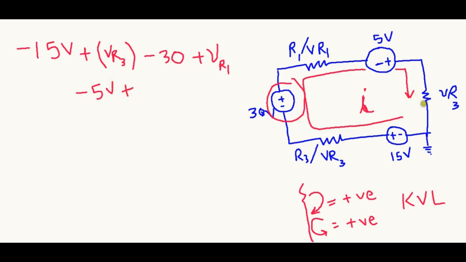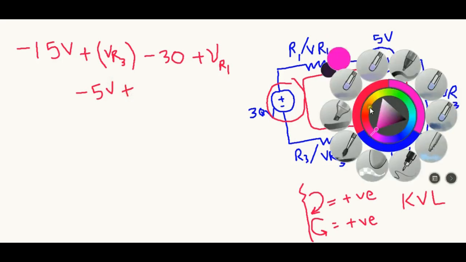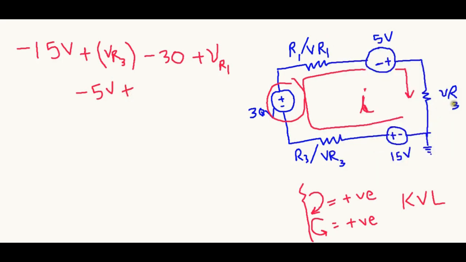This is not 3, this is actually 2, because this is the first resistor, this is going to be the second one, and this is going to be the third one. So that was just a flaw in the question.